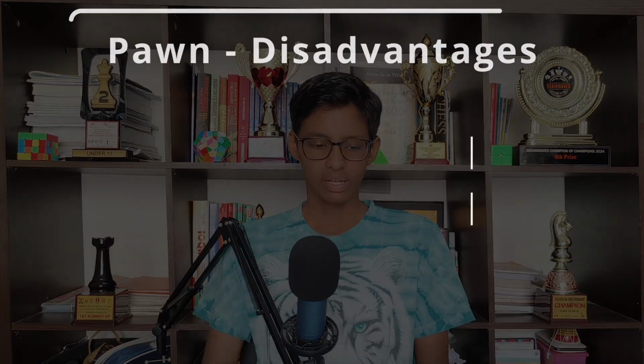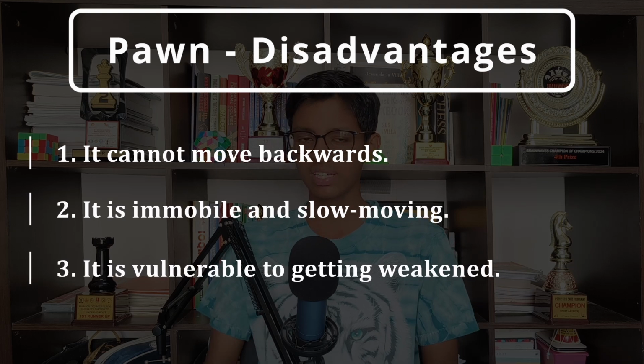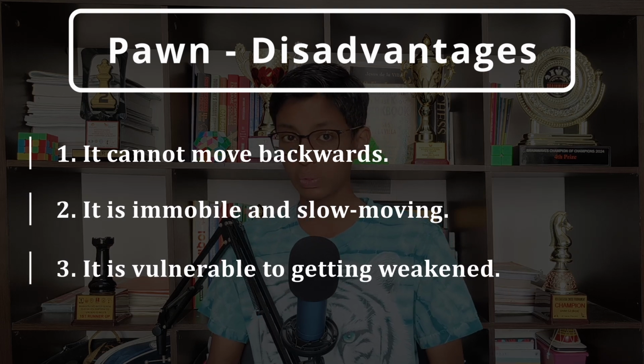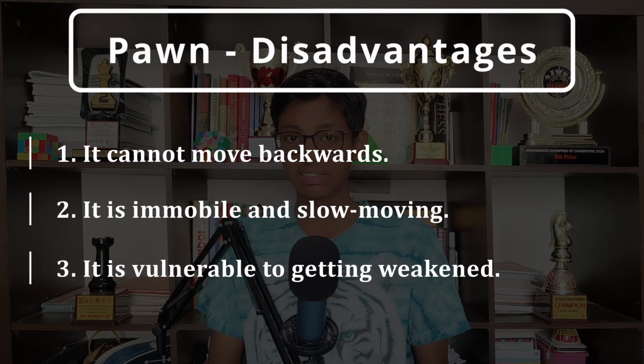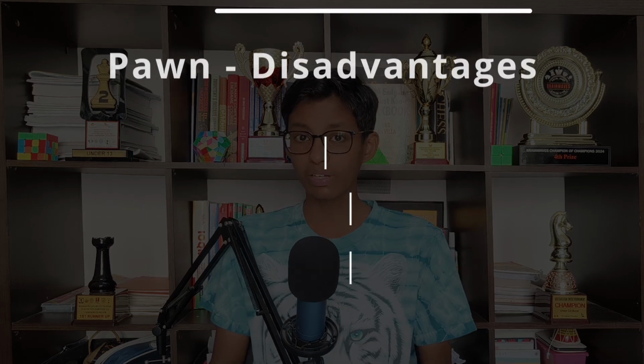It's quite a slow piece in general. And the final disadvantage is that it is vulnerable to getting weakened and targeted. So you see, a pawn, if it's separated from its brothers, then it can become a point of target for the opponent. This is why we will see in the coming principles that you should keep your pawns together.